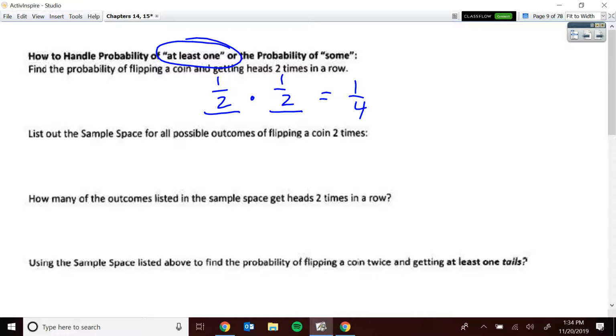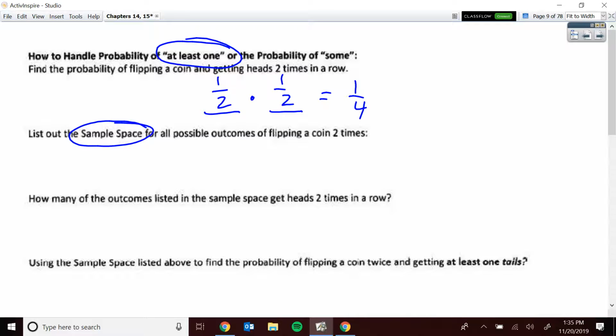Okay, you're 1/4. But now our new vocabulary today, our sample space. I want you to list out the sample space for that situation. So talk amongst yourselves. Do those sample space. That's the list of all possible outcomes for 2 coins.